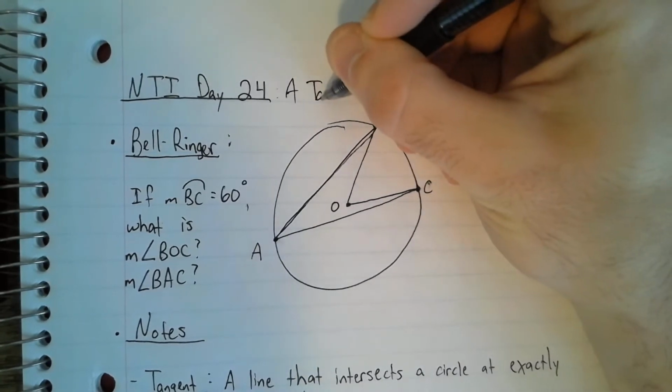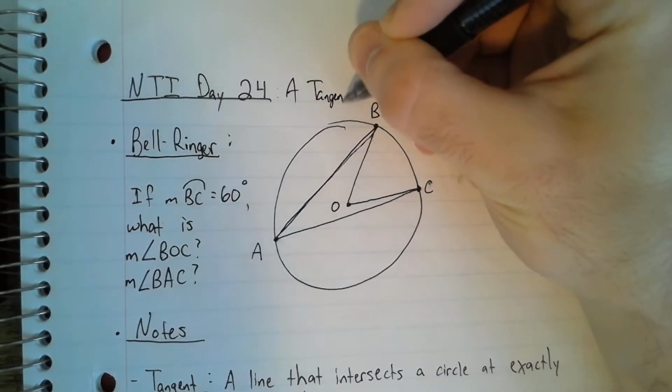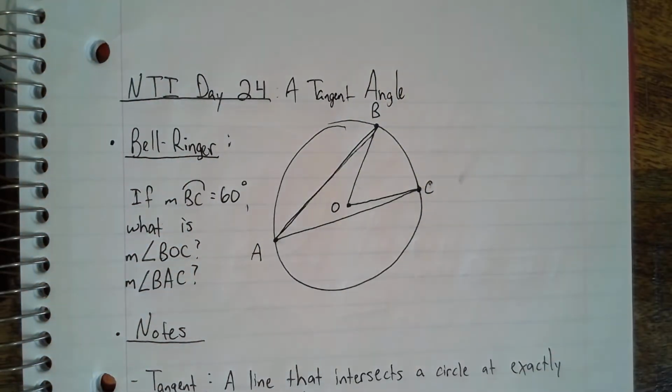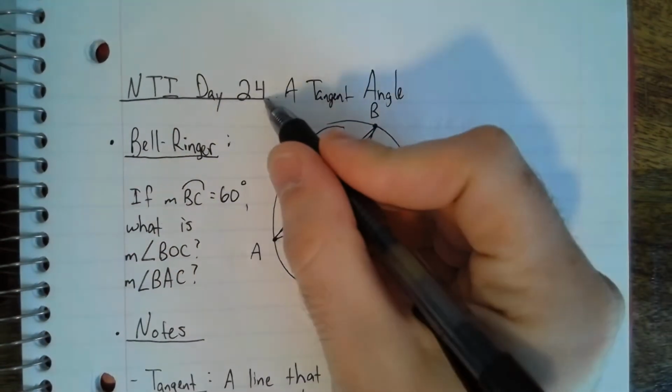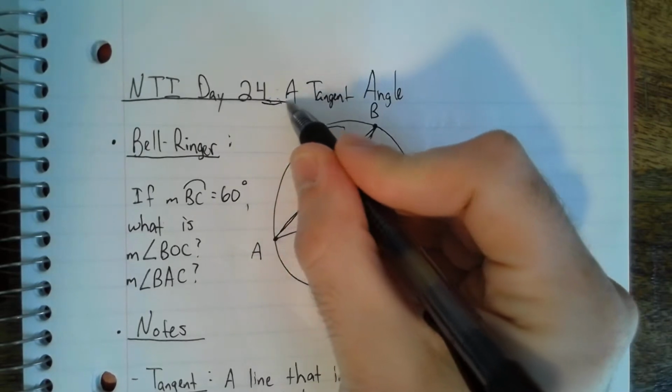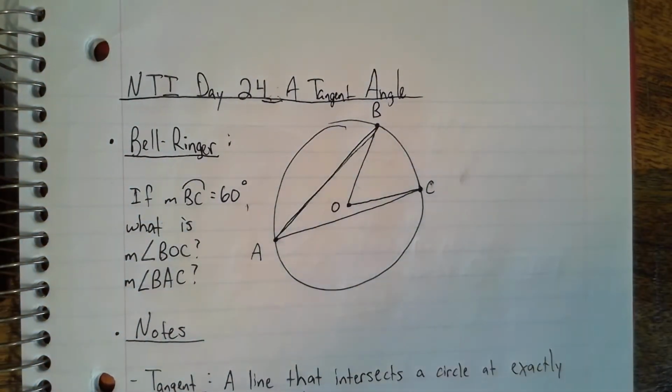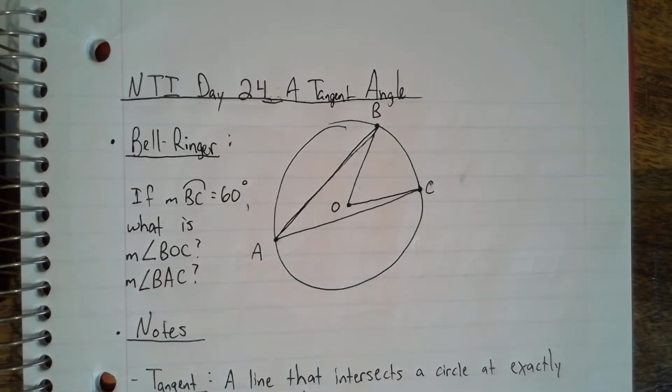A tangent angle. So again, you're going to have a Google Doc with a bunch of blank sections. You just need to fill in the blank sections based off of what I do here today, and then you'll have a couple exercises to attempt on your own.